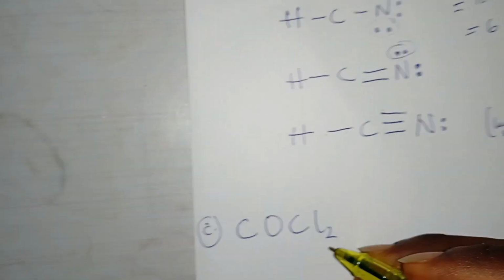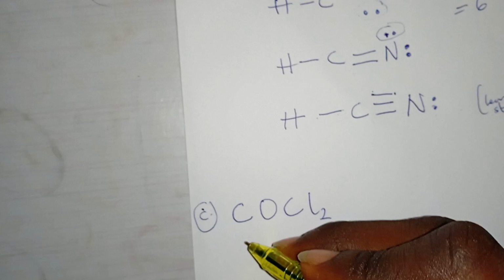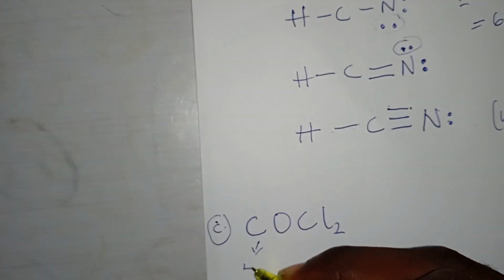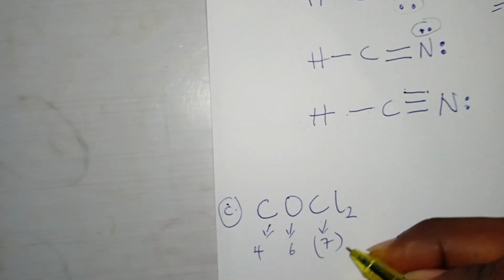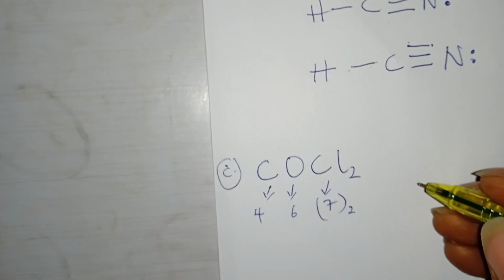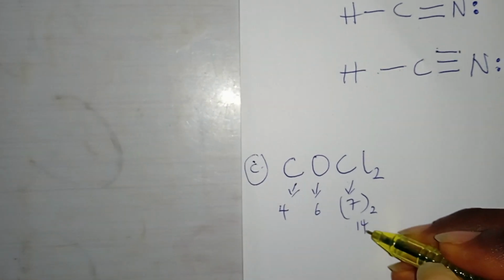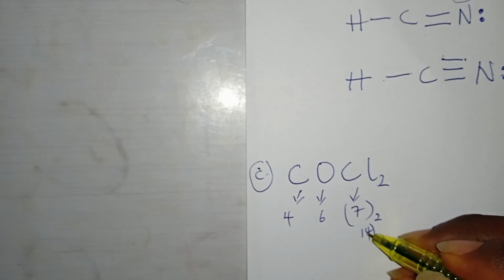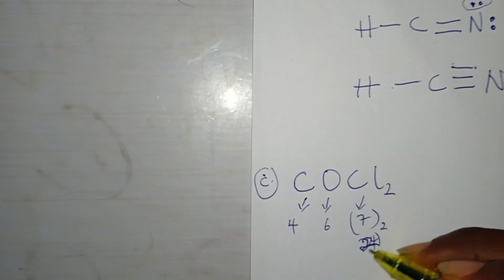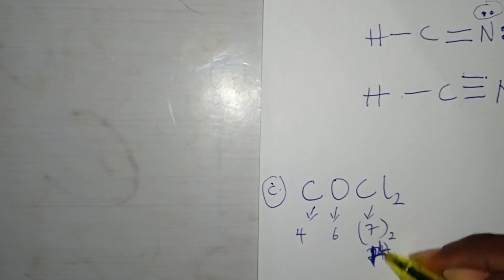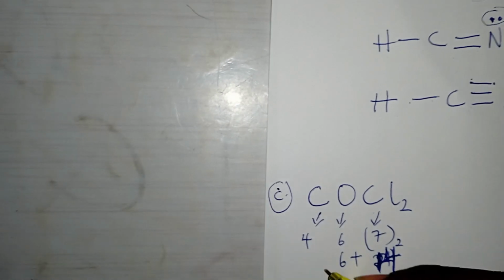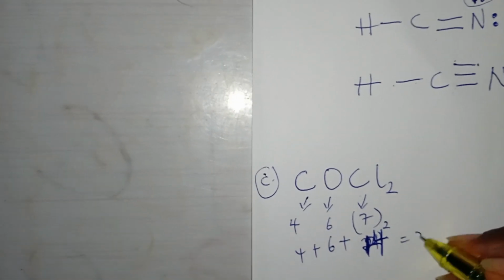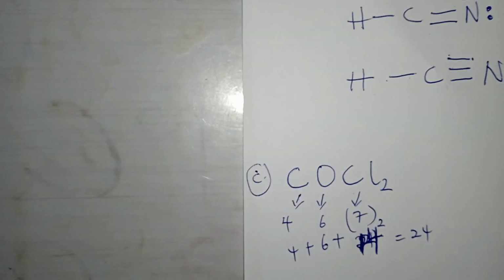So going by that, I will now check how many electrons are in this compound. Carbon has 4 in the outermost shell, oxygen has 6, chlorine has 7, and here it's existing as a gas. So this is Cl2. So 7 times 2 is 14. This is 14, plus 6 which is 20, plus 4 which is 24. So we have 24 electrons in this compound.